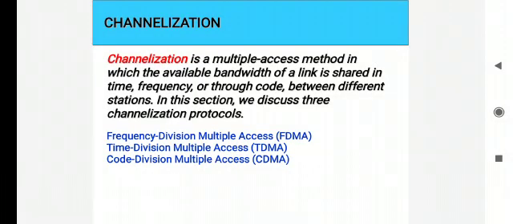Today's topic is channelization. Channelization is a multiple access method in which the available bandwidth of a link is shared in time, frequency or through code between different stations. In this section, we will discuss three channelization protocols: FDMA, frequency division multiple access, TDMA, time division multiple access, and CDMA, code division multiple access. So one by one we will discuss all three of these multiple access techniques.